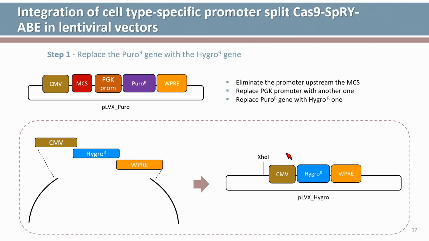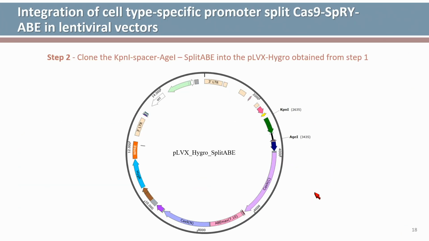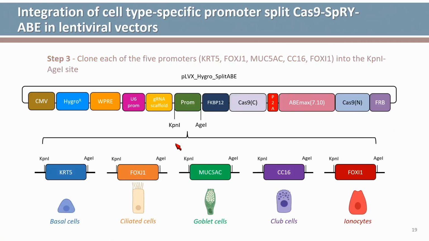In the second step, we use this created lentiviral vector with hygromycin resistance, and we cloned our split ABE construct with an appropriate spacer using two unique restriction sites. And then in the third step, using these two unique restriction sites, we replaced the beta-actin promoter with promoters specific for the different cell types.